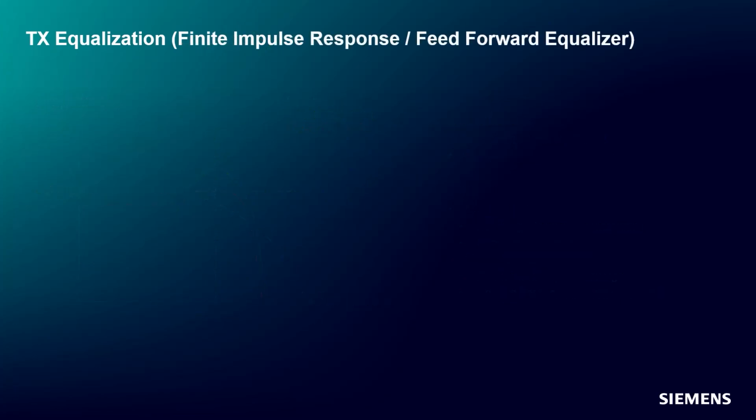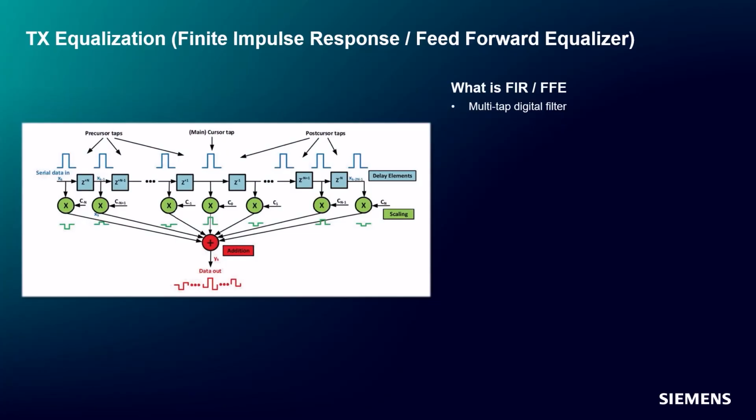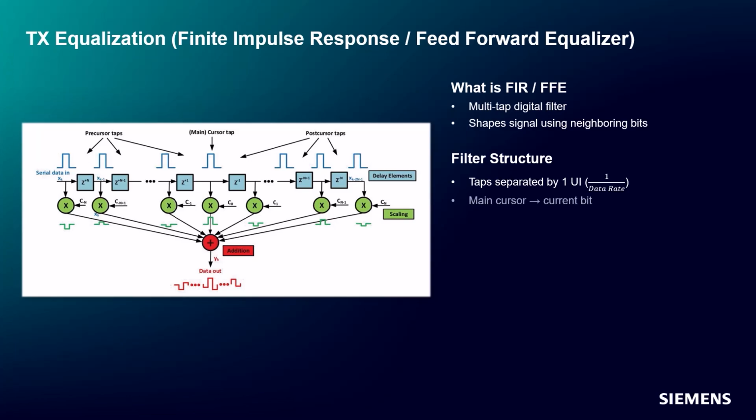A more advanced form of transmitter equalization is implemented using a finite impulse response filter, or FIR. This is often called feed-forward equalization, or FFE. Instead of treating each bit independently, an FIR filter adjusts each bit based on its neighboring bits. The filter is made up of taps, each separated in time by 1 unit interval. The central tap is called the main cursor. Earlier taps are precursors, and later taps are postcursors.